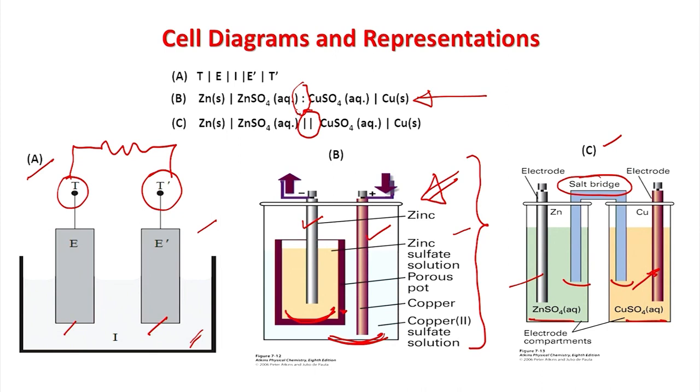Now, for every such cell representation, as you see, there are these single lines which show that this is a combination of two phases of two components. This is a solid electrode and this is the liquid electrolyte. And since there is a phase difference between the two components, there is a single vertical line which separates them. Similarly, for the copper electrode, you have a phase difference between the copper solid and the aqueous copper sulfate solution, and this contact is indicated by this solid line. Therefore, the summary of these representations would tell you whether there is a phase difference between two components in contact.